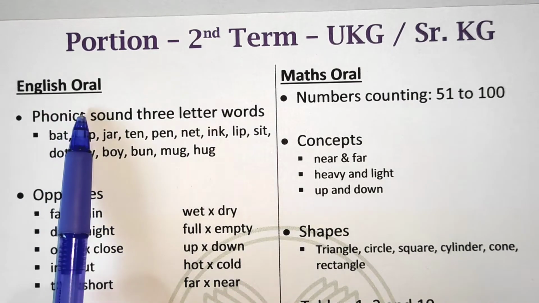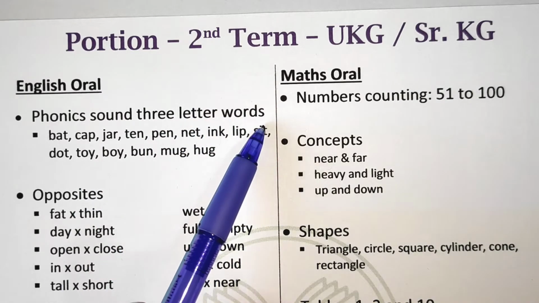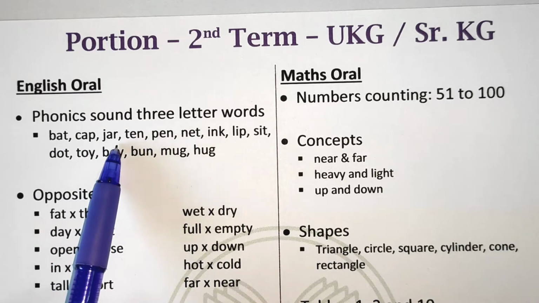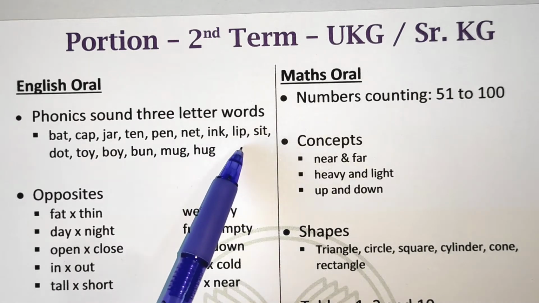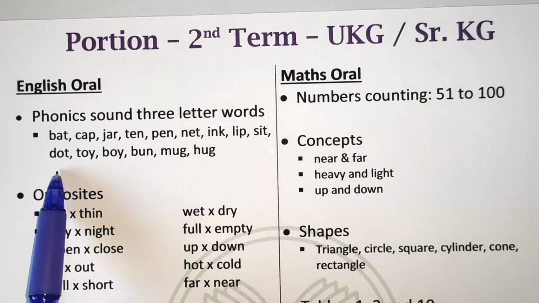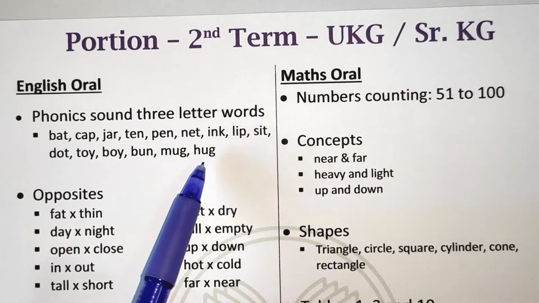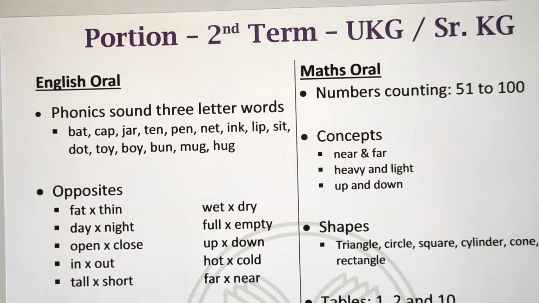Okay, in English oral there will be phonic sound 3-letter words, and the words are bat, cap, jar, ten, pen, net, ink, lip, sit, dot, toy, boy, bun, mug, hug. Children have already learned 3-letter words of A, E, I, O, U sound in the first term. Therefore, these words will remain in their practice.